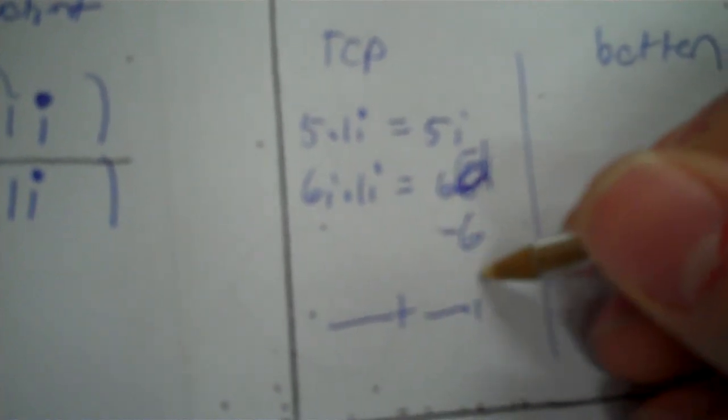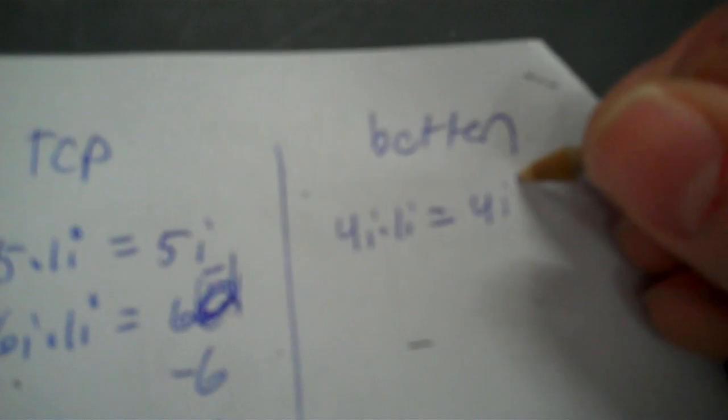6i to the second, okay? Alright, so i to the second is replaced with negative 1. 6 times negative 1 is negative 6. So negative 6, 5i. That's what we put on top. Now the bottom, we take 4i times 1i. Okay, 4 times 1 is 4, i times i is i to the second, and then i to the second is replaced with negative 1. So 4 times negative 1 is negative 4.